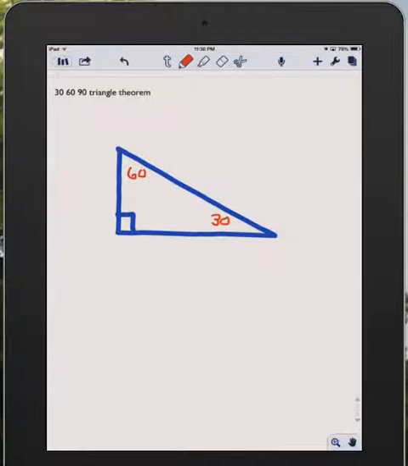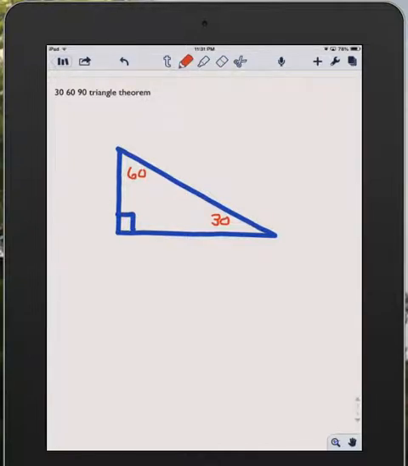Next theorem we're going over, the 30-60-90 triangle theorem. That theorem states that whatever the length of the shorter leg is, the shorter leg is always opposite the 30-degree angle. So whatever that length is, the hypotenuse is 2 times that number, and that number times square root of 3 gives you what's called the longer leg. It's opposite the 60-degree angle. So a few problems dealing with this.